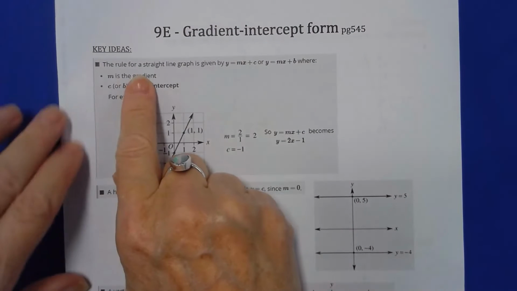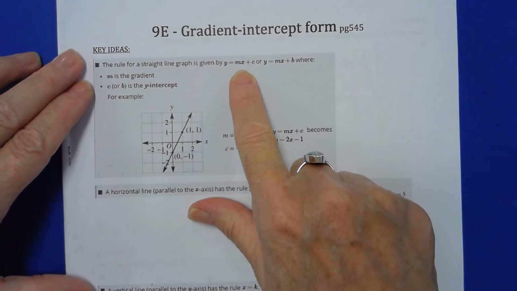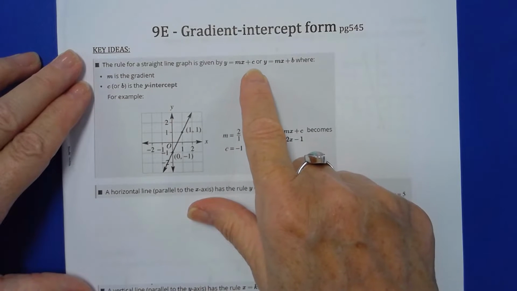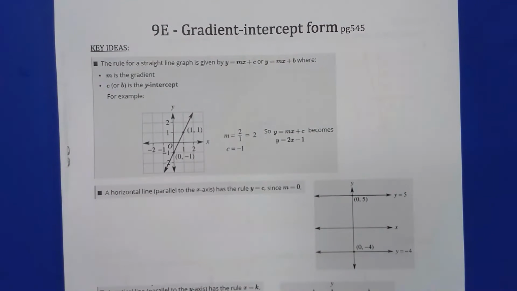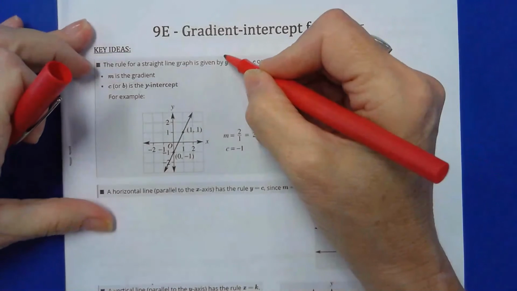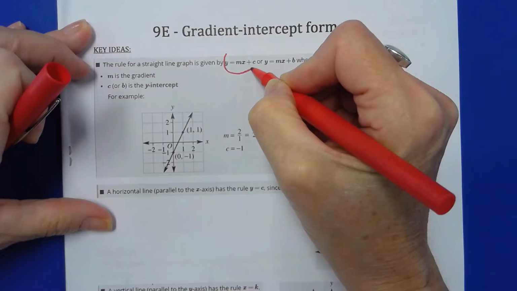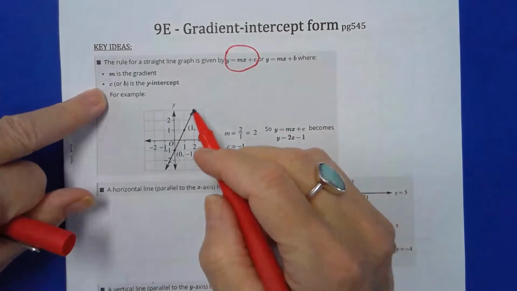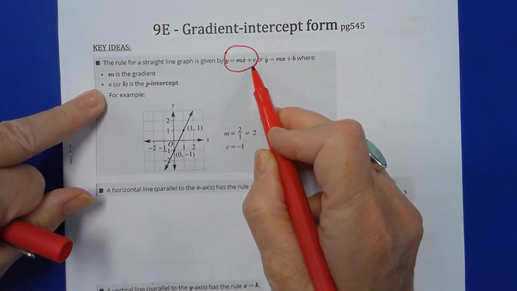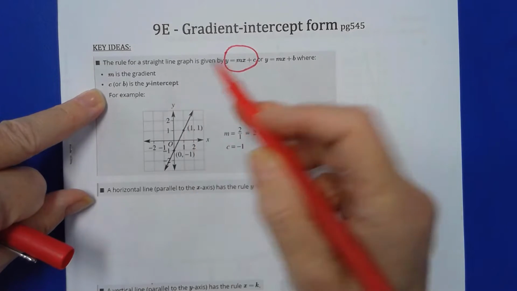The rule for a straight line graph is given by y equals mx plus c, where m is the gradient. So they all look like this. We've already talked about this in our work, okay? M is the gradient, and whatever this number is here at the end is the y-intercept.